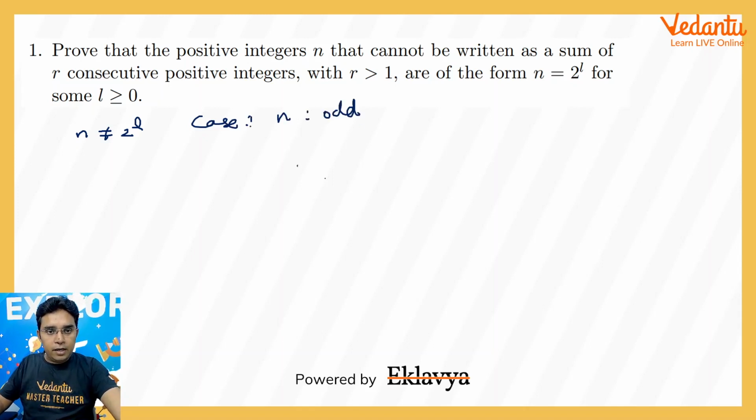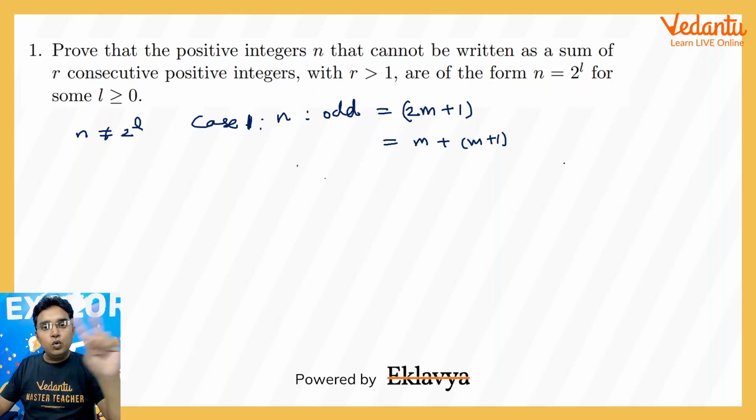Okay, case 1: n could be an odd number, and we can take an odd number as 2m plus 1. We know 2m plus 1 can be written as m plus (m plus 1), so this is the sum of two consecutive integers greater than 1. So it is true that if n is not 2 power L, and in this case n is odd, then I think we are done: it can be written as the sum of two consecutive integers.